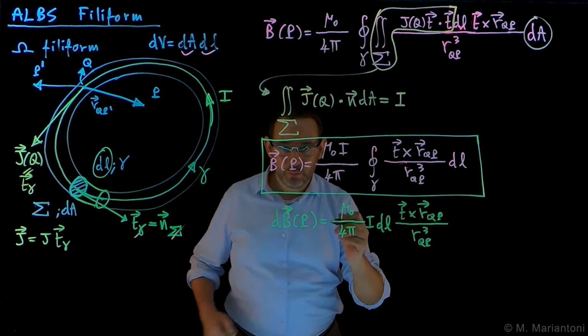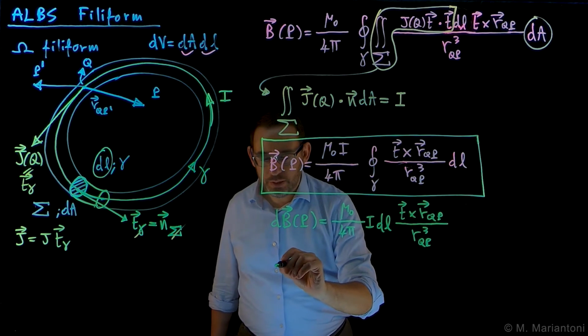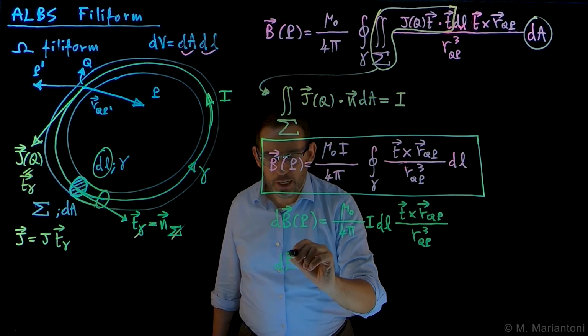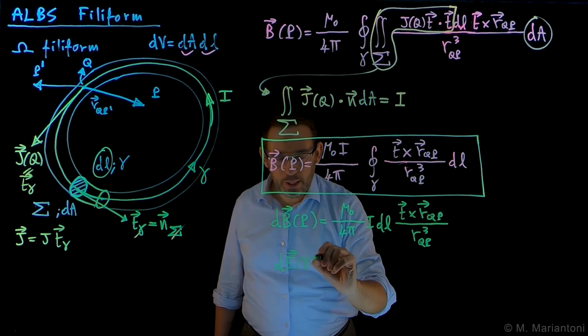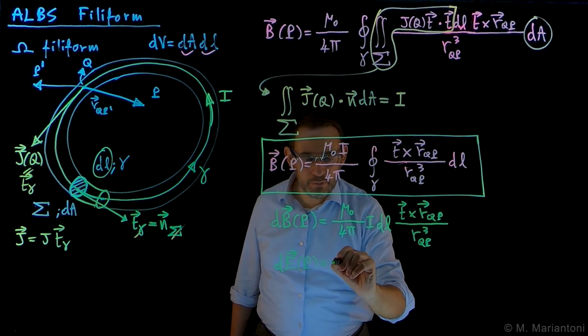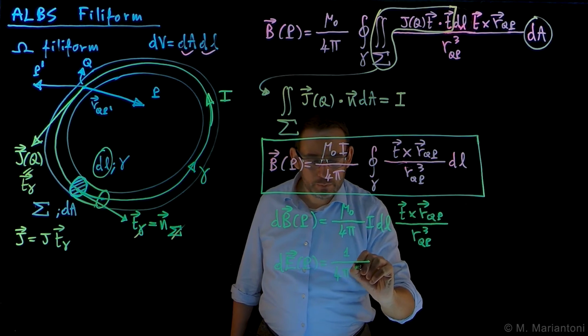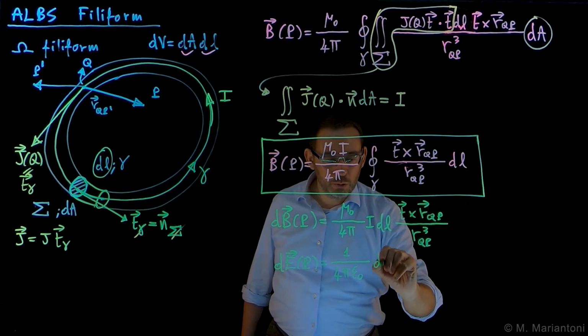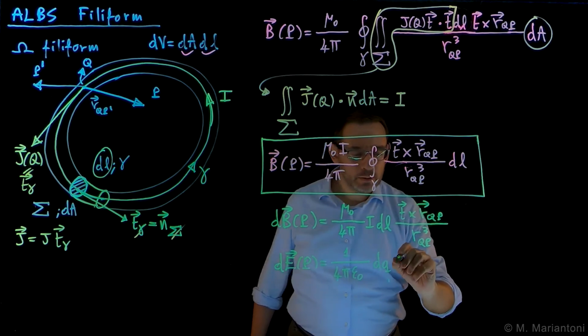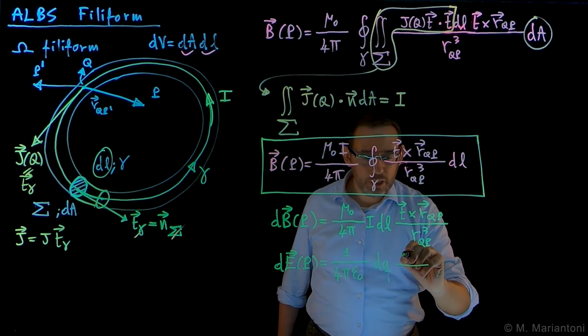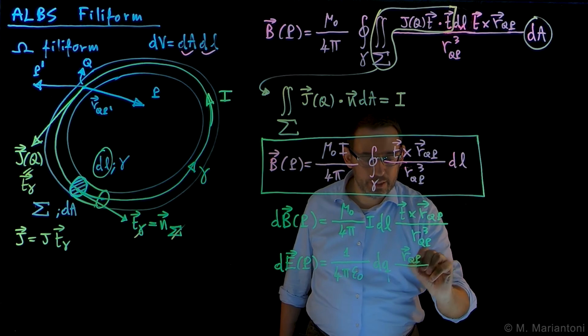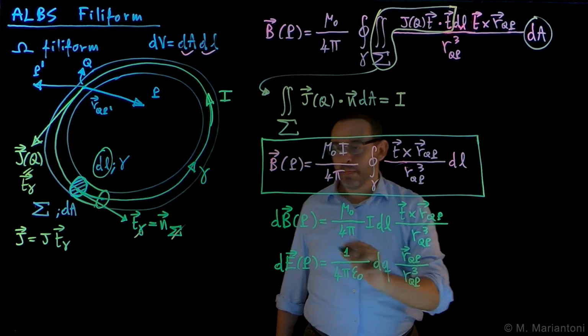Why is this very interesting? Because if you remember, in the case of the electrostatic field, we've seen that dE, due to a charge dQ at point capital P, is given by, instead of mu naught over 4 pi, 1 over 4 pi epsilon naught, dQ instead of I dl, and then it's a little bit simpler because it's just vector R_QP without the cross product, so no right-hand rule in that case, divided by R_QP cubed.